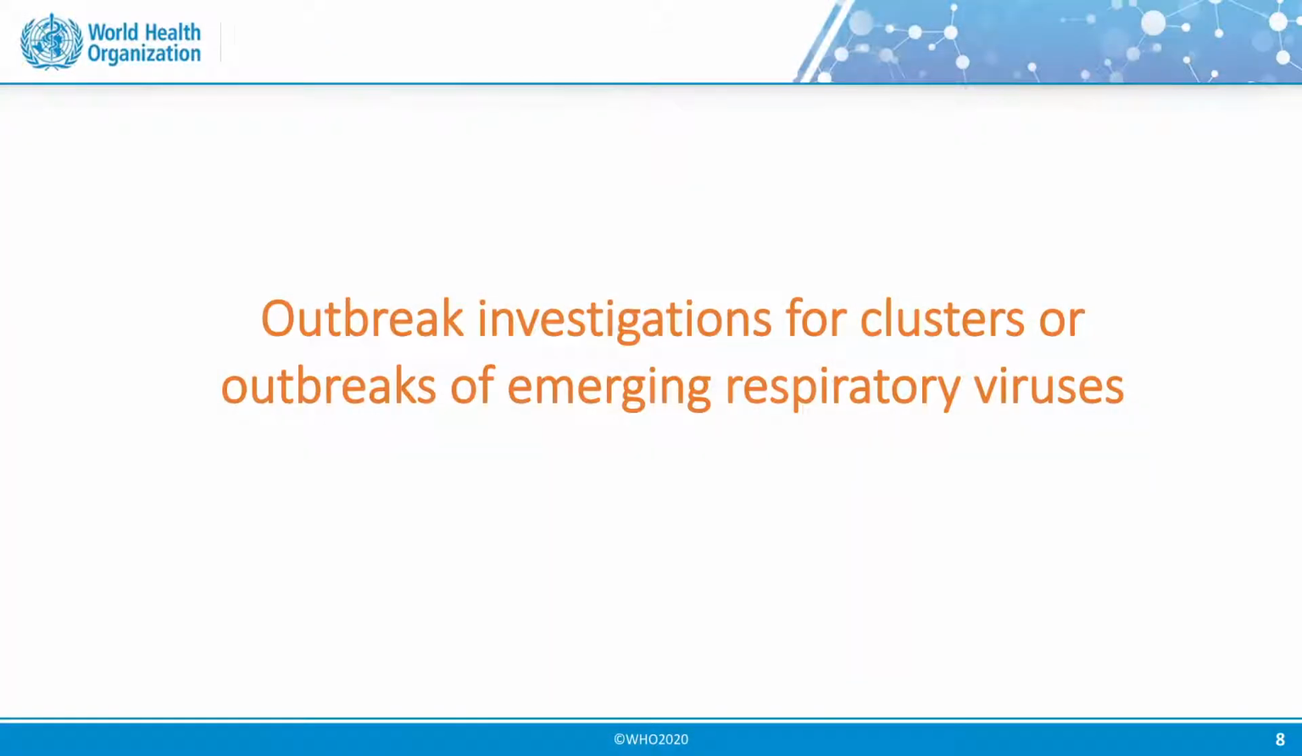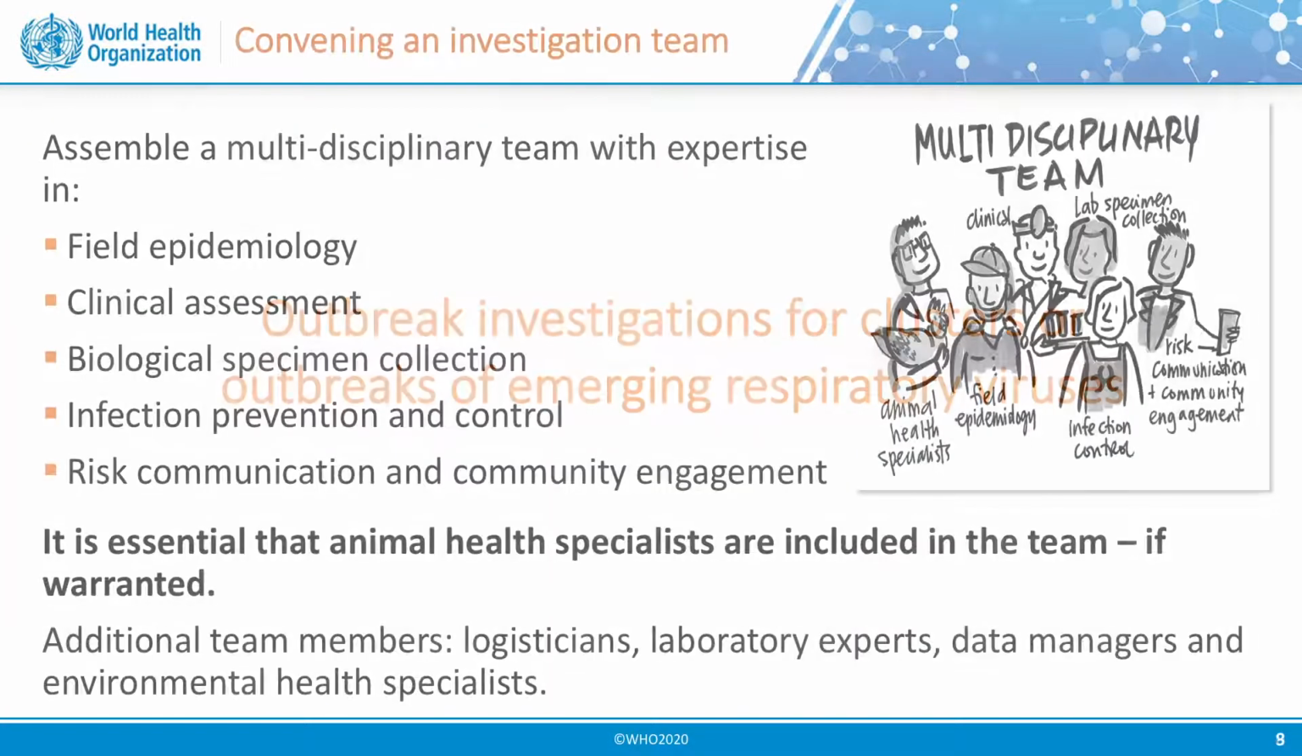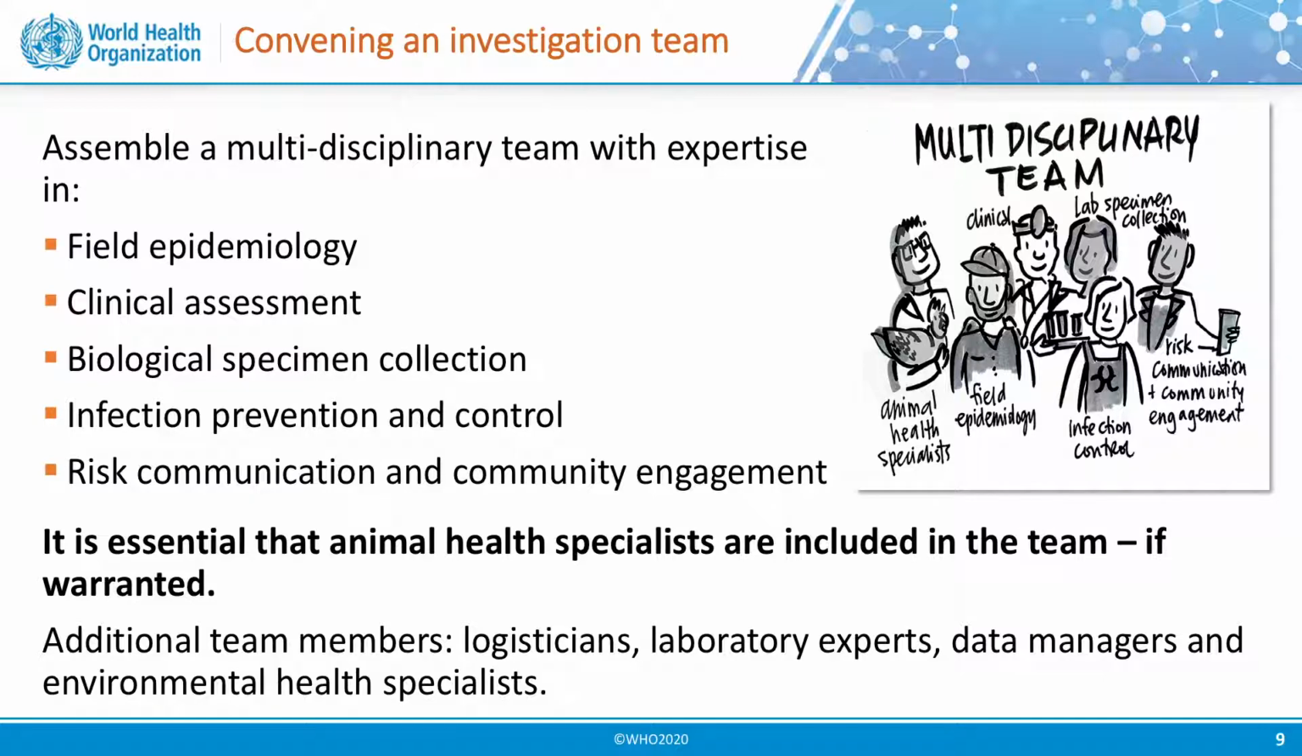There are many types of outbreak investigations that could be done if you have a cluster or a group of cases, or if you have a larger outbreak of an emerging respiratory pathogen, such as the novel coronavirus. The first thing that's really important to do before you conduct an outbreak investigation is to assemble a multidisciplinary team. And it's important that you have different disciplines on that team so that when you conduct that investigation, you have the right people that could be part of that investigation.